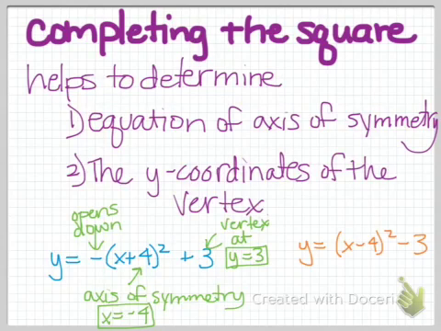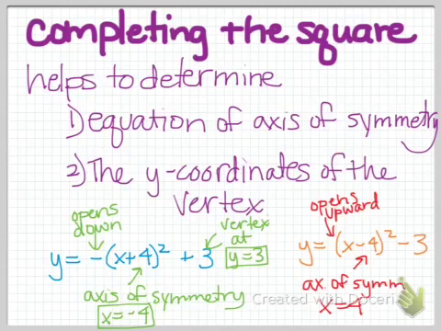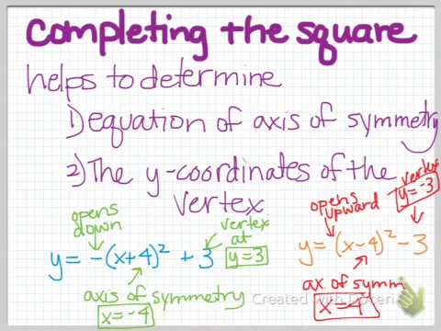Let's look at another example, and we're going to go through this very slowly so you'll understand it. So first of all, I can see that it's going to open up. I can see that my axis of symmetry is x equals 4 because it's the opposite of what's inside the parentheses. And then I look at that negative 3, and that negative 3 is telling me the vertex. So the y value of the vertex is negative 3. So let's do some examples that make sense.